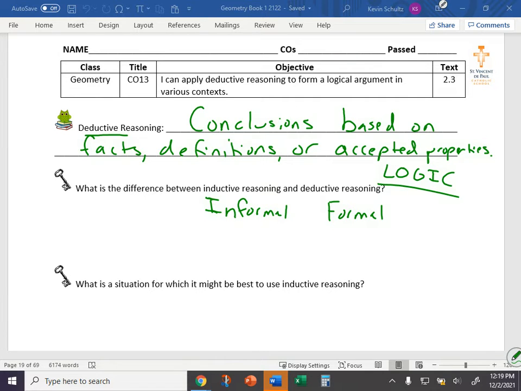Inductive reasoning is oftentimes quick, a snap decision. You jump to a conclusion, whereas formal is more thought out. It's a process. What other differences do you see, or do you want to say here? I think informal and formal are kind of the two biggest ones here. What is a situation for which it might be best to use inductive reasoning?